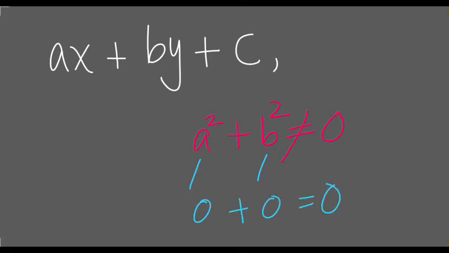And when will a square be equal to 0? Only if a is equal to 0. And when will b square be equal to 0? Similarly, when b is equal to 0. Hence we write the conditions like this, okay? A square plus b square not equal to 0.